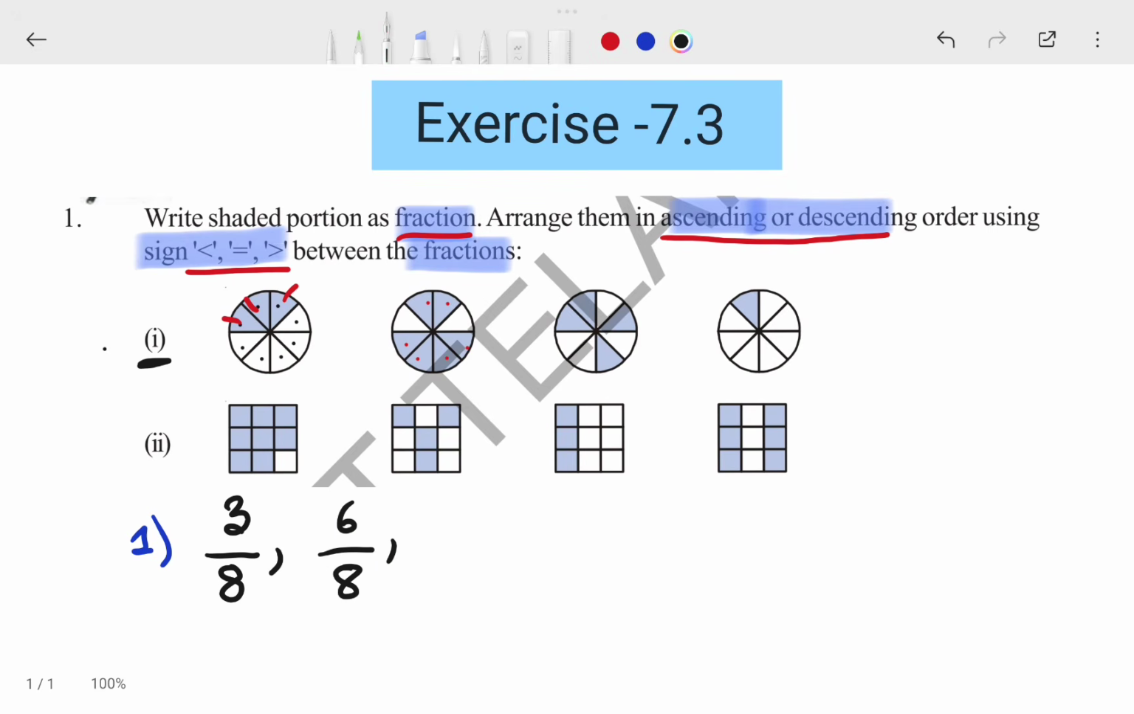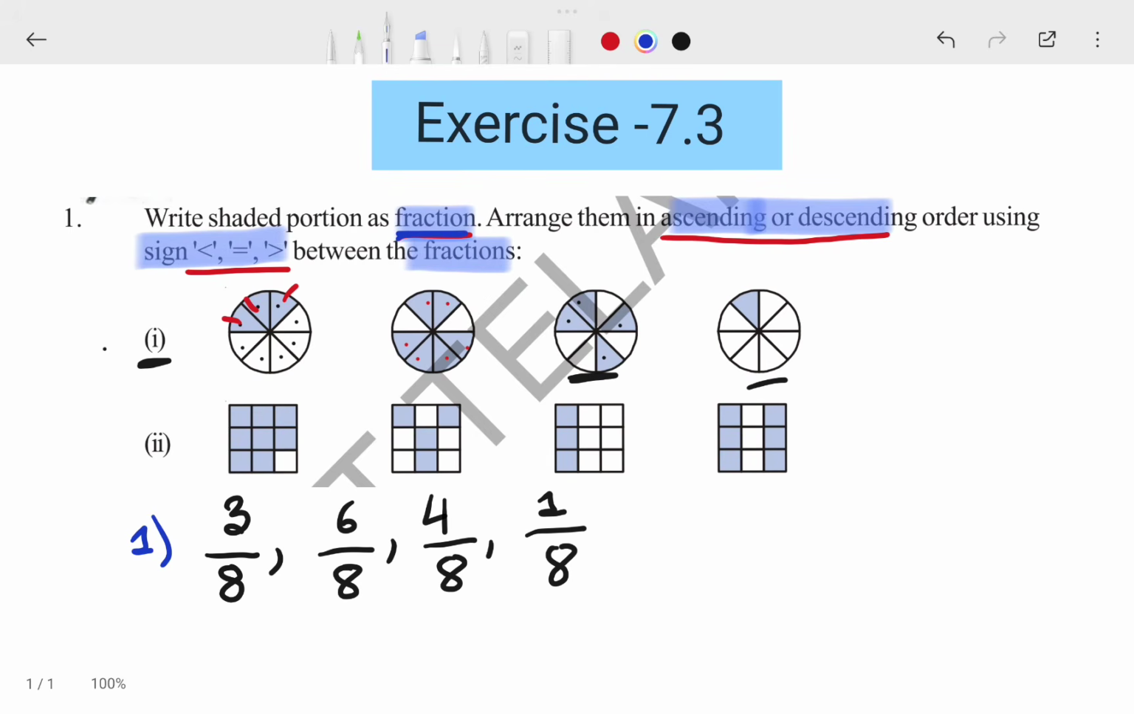Now again here, how many boxes in total? 8 boxes. How many are colored? 1, 2, 3, 4. 4 are colored. After it, this is 8 boxes. Count how many are colored: only 1 is colored. Simple. So we have done the first part, writing the fractions.